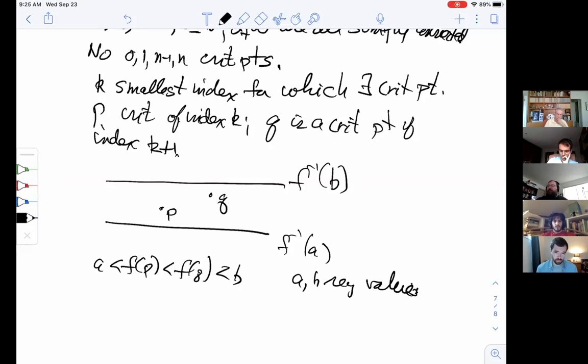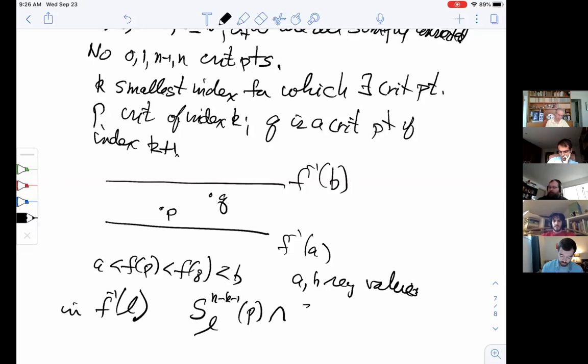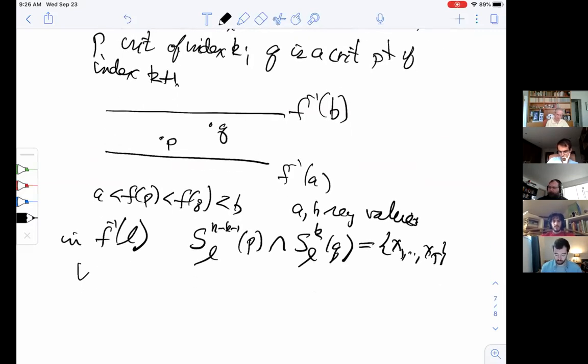And now I go to an intermediate level, F inverse of L. The ascending manifold from P at level L, intersecting the descending manifold from Q at level L. This is now a finite set of points, not a single point. And these are, again, transverse intersections.